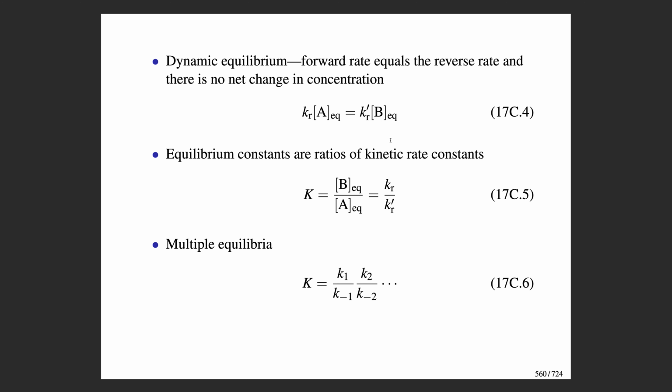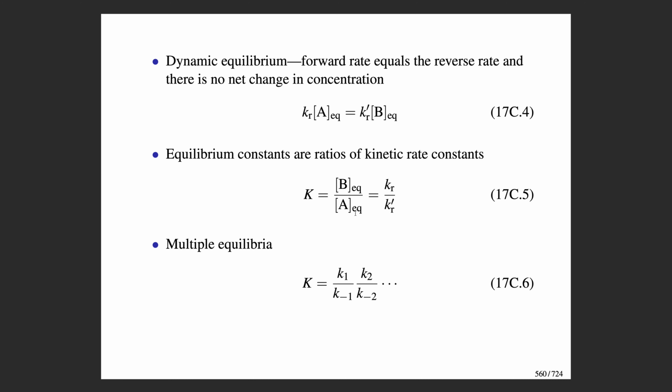From this kinetic relationship, you can then extract the thermodynamic equilibrium constant by taking the equilibrium concentration of B divided by the equilibrium concentration of A, and you see that the thermodynamic equilibrium constant is defined in terms of the rate constants, the forward and the backward rate constant.